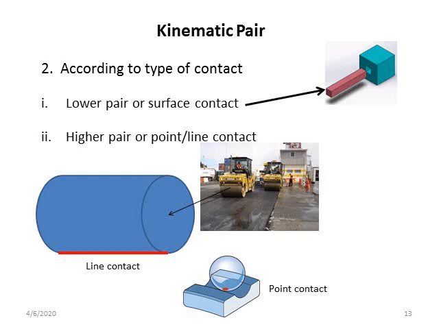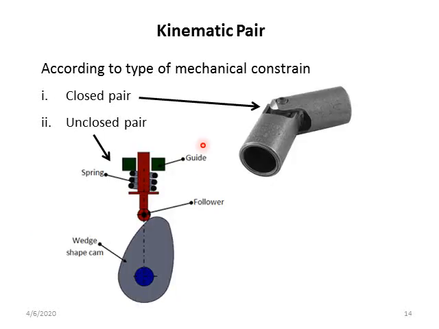Let's move to the third category. Here is the final type of classification of kinematic pair, which is according to mechanical constraint. There are two types of mechanical constraint. One is the closed pair, the other is the unclosed pair.